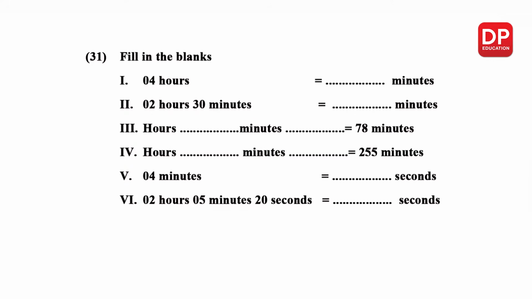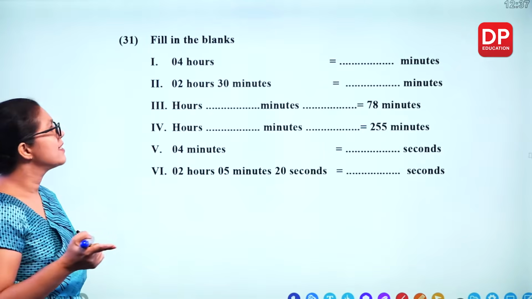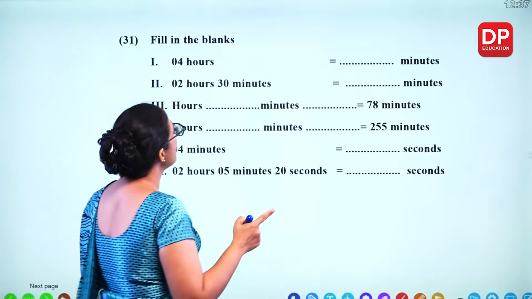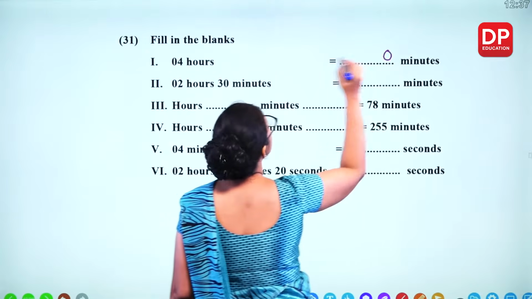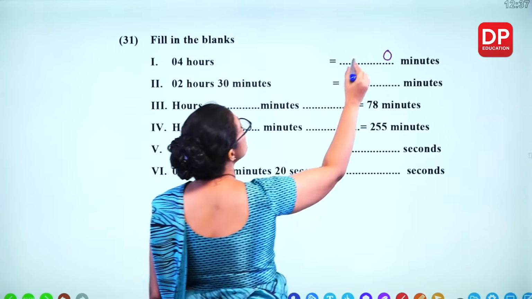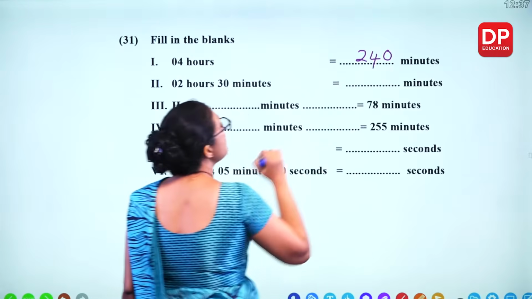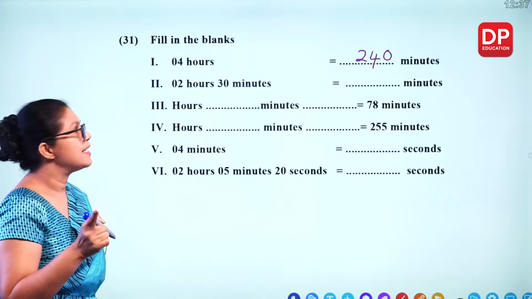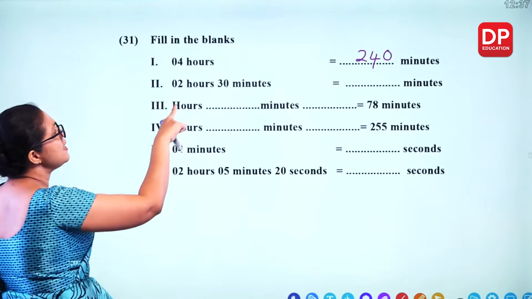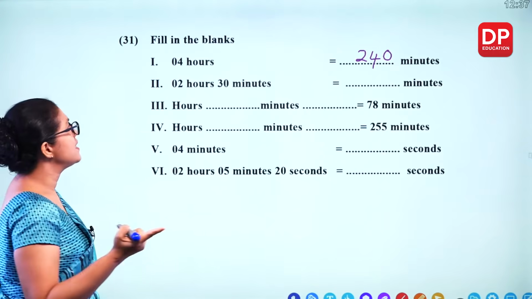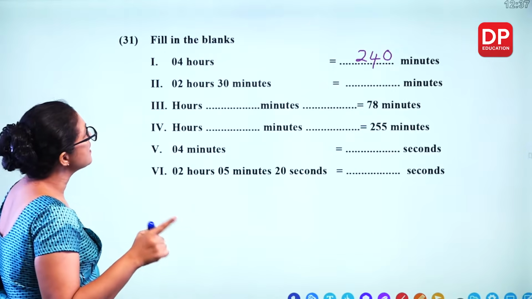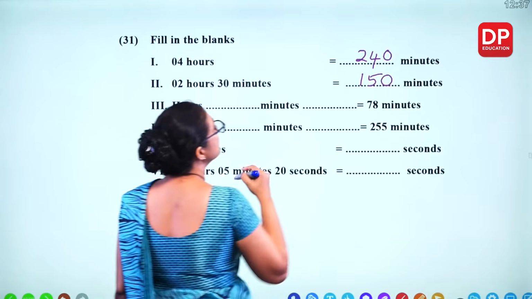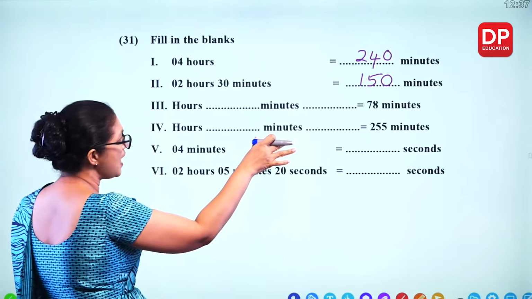Fill in the blanks. Hours to minutes. How you do that? Multiply by 60. 60 times 0. Here 4 times 6, 24. 240 minutes. You have to convert this to minutes. 2 hours means 120. 120 plus 30, you get 150 minutes.